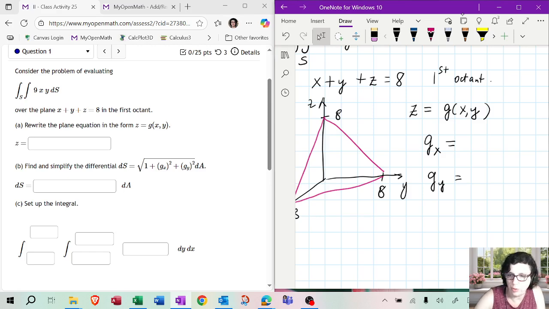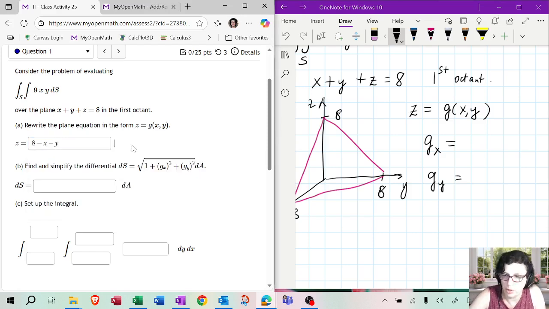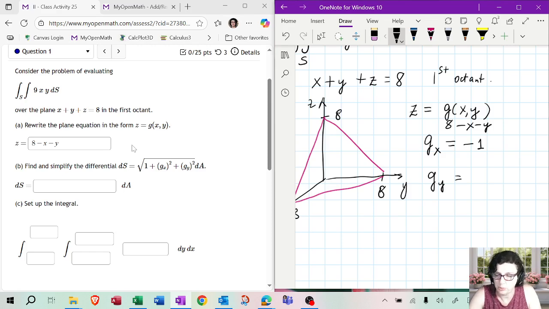Okay, so first of all, we need to write down that surface in the format, if possible, which of course is possible here, as z equals something. So that's just going to mean that you're going to subtract x and y from both sides, and that's your equation. So there's your g. So that's 8 minus x minus y. Now let's take the partial of this with respect to x. So that's just going to be -1, obviously, because the other terms don't have an x. And same thing, g_y here will also be -1.